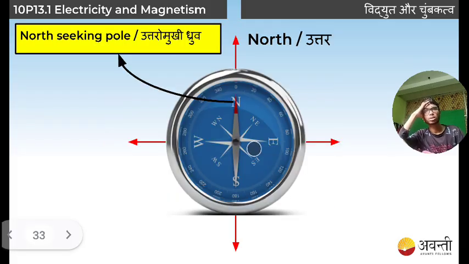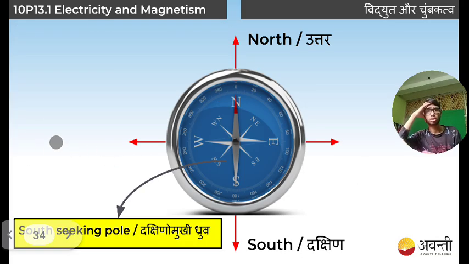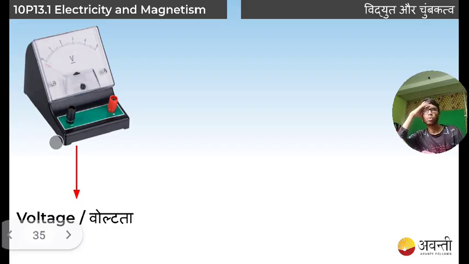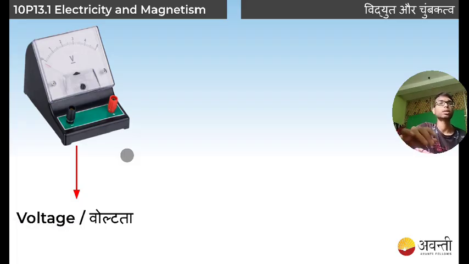Okay. Now this is the north seeking pole, and this would be the south seeking pole, and this would be the east seeking pole, and this would be the west seeking pole. Here you can see voltage. This is a device. By using this voltage device, we can find what the electrical potential difference is.